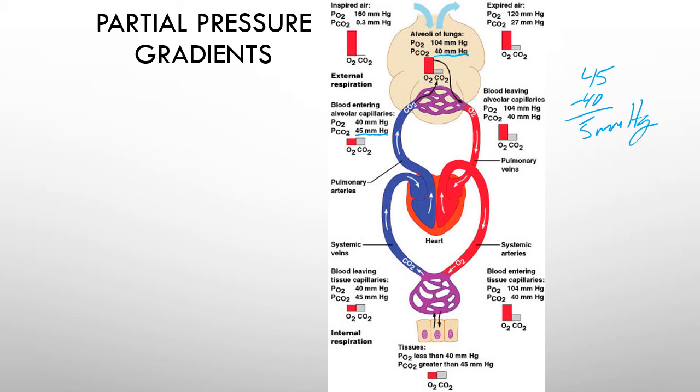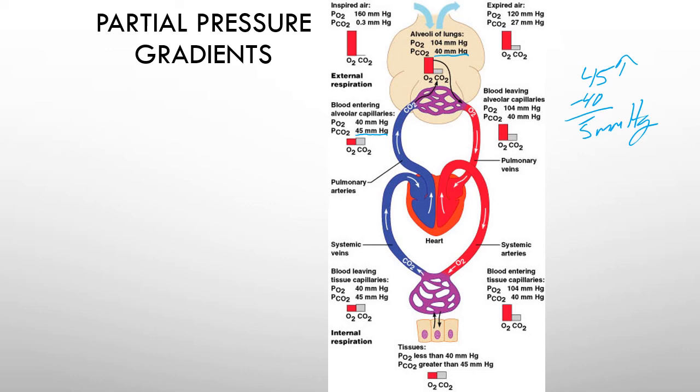That ease with which we can get rid of CO2 means that we don't have to have such a great gradient. We're going to be able to blow off that CO2. If this CO2 level goes up just a little bit, that gradient becomes even greater, and even more CO2 gets blown off into the alveoli themselves. And so we lose even more as it's coming out there.